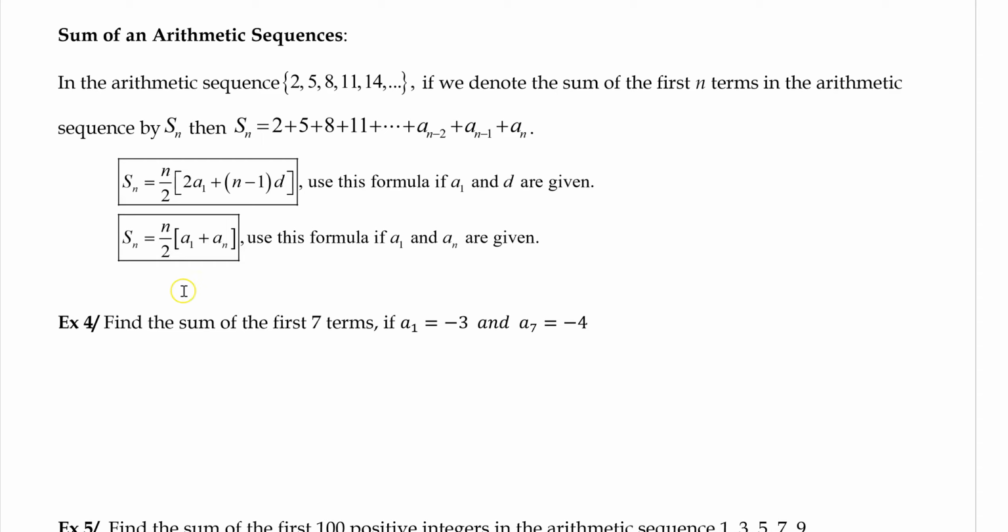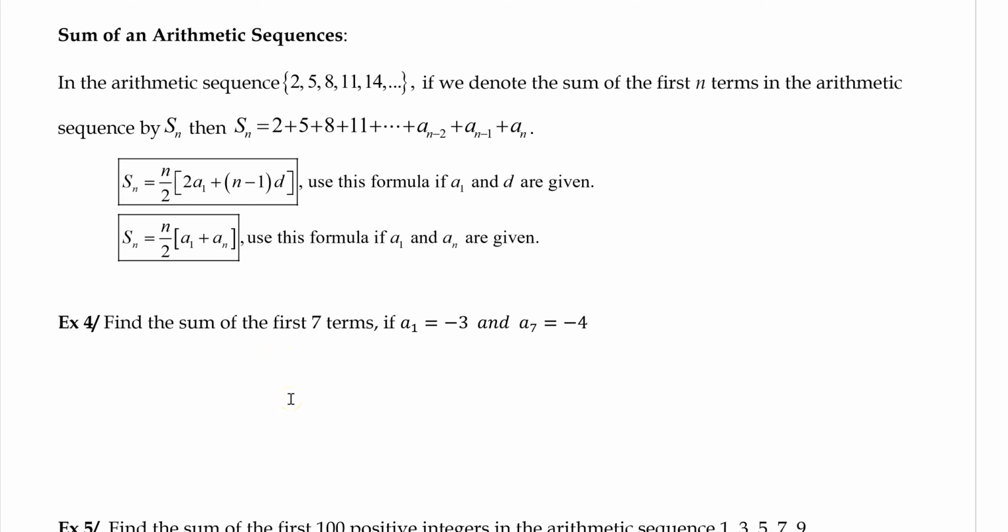This is about the sum of an arithmetic sequence. So we have our arithmetic sequence here. We have that constant difference of 3. And so what a sum means is you're going to take and add up all of the numbers that are given in that sequence. And so we're going to be doing partial sums here. That's what this is. And so we denote that sum for the first n terms in the arithmetic sequence by s sub n. So we get these two formulas.